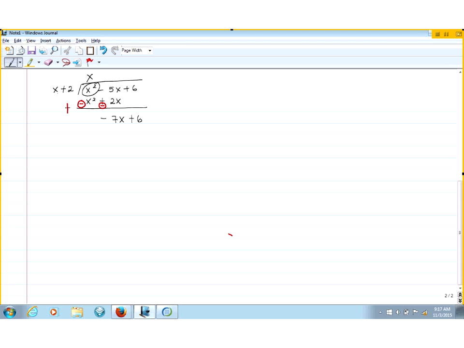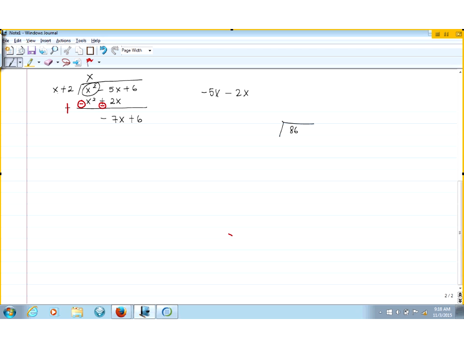Then that's still negative 7x, right? No, because you're not adding, you're supposed to subtract. So it is negative 5x minus 2x. Does that make sense? Okay. In long division, you're supposed to subtract.